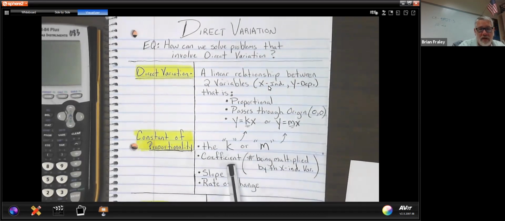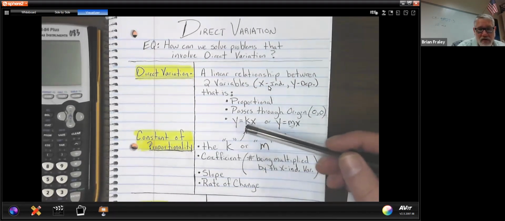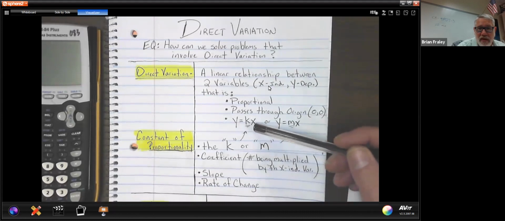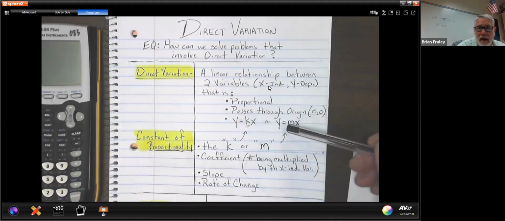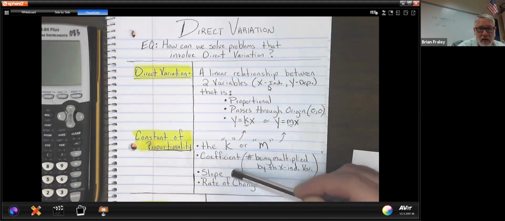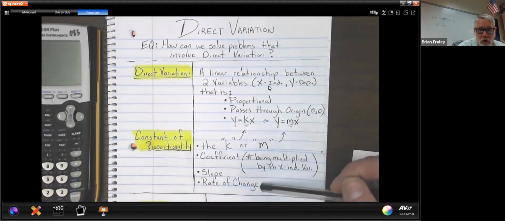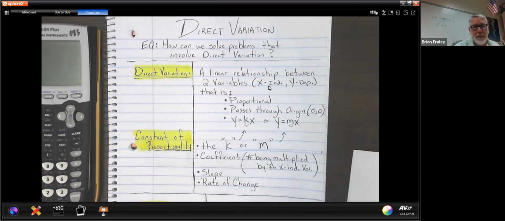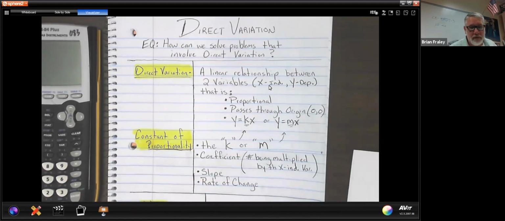It's also the coefficient, which means it's the number that's being multiplied by the x. So kx means k times x, it's the number being multiplied. mx means m times x, the number being multiplied. This is a word you're going to learn here in a little while. It's called the slope. The constant of proportionality is also called the slope or the rate of change. Okay, make sure you got those written down.